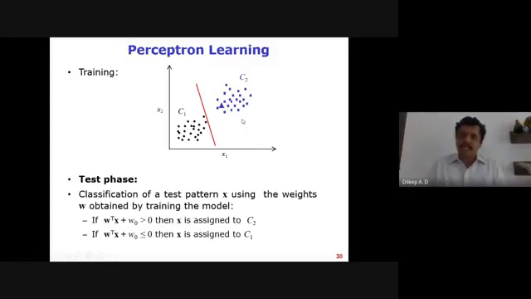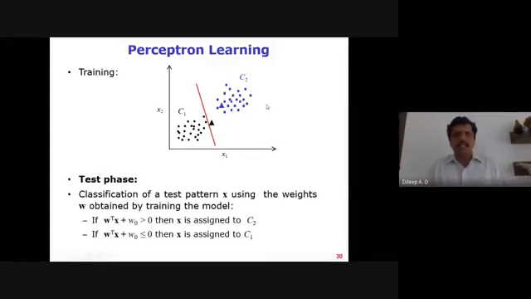Now, if I take another test example, this blue one, a black triangle. Geometrically, distance-wise, it is very close to the black class 1. But since it is on the other side, W transpose X plus W naught is greater than 0 for this hyperplane. It is classified as class 2, but actually it is closer to class 1. It has been misclassified here. This is the drawback.